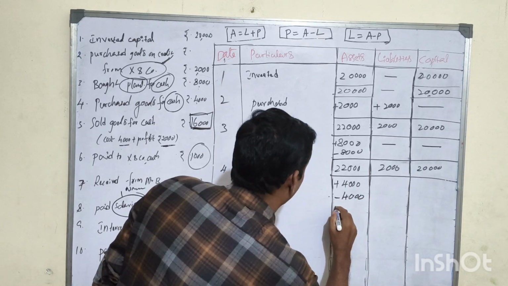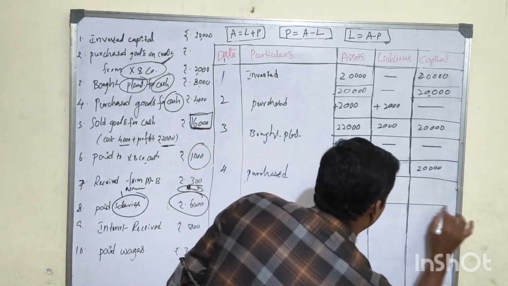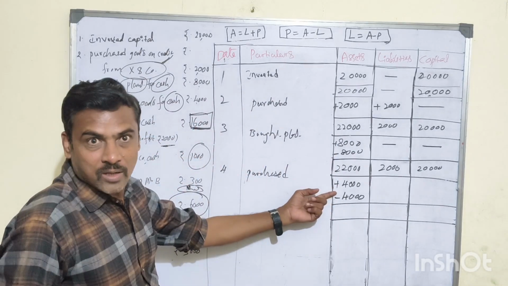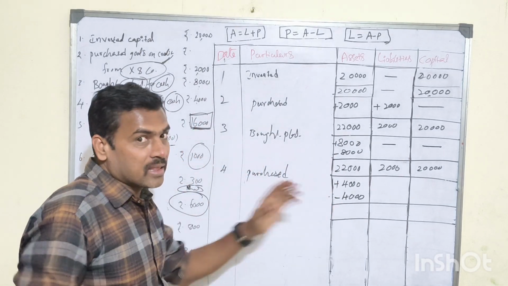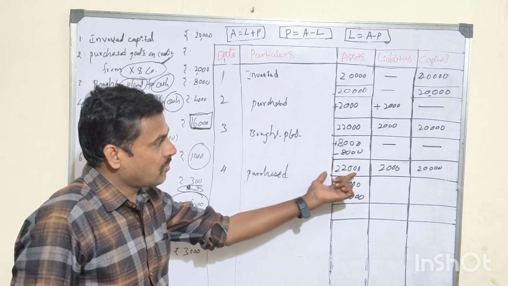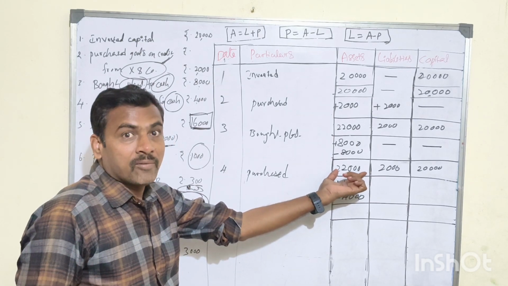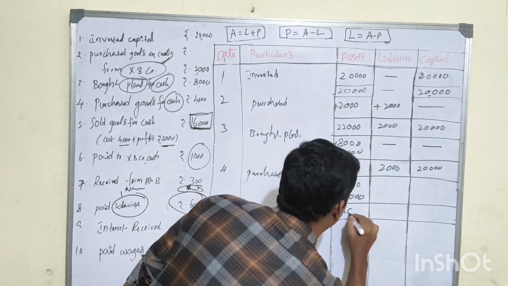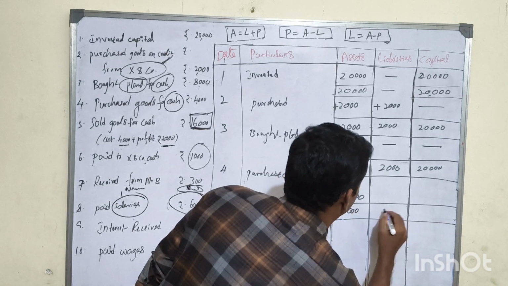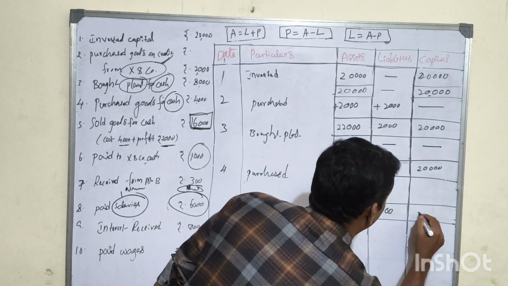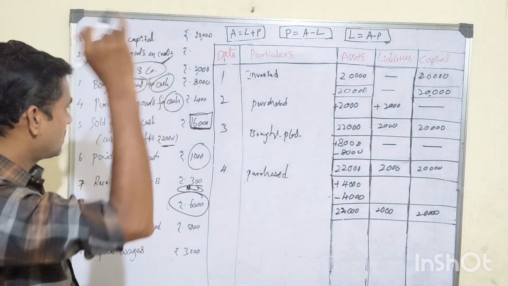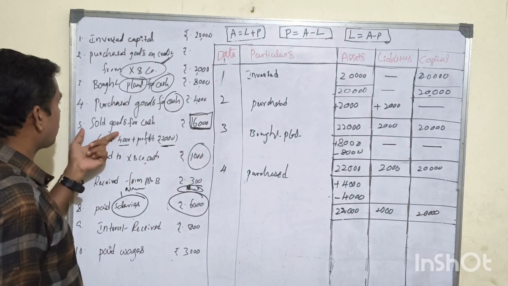Minus 4,000. Let's revise the accounting equation. Plus 4,000 minus 4,000. There is no impact. So my earlier equation will remain the same. Let's record it. 22,000, 2,000, 20,000. No changes.